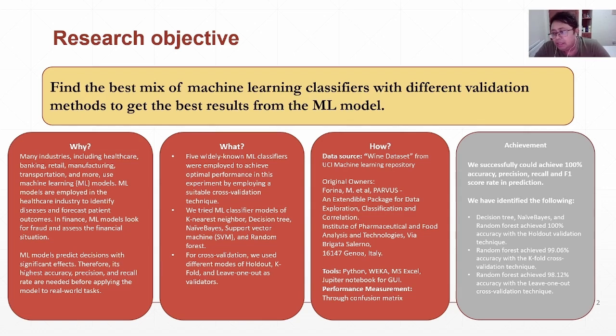And this is the achievement. We have successfully achieved 100% accuracy, precision, recall, and F1 score in prediction. We have identified the following things: decision tree, naive Bayes, and random forest achieved 100% accuracy with the holdout validation technique. Random forest achieved 99.06% accuracy with the K-fold cross validation technique. Random forest achieved 98.12% accuracy with the leave one out cross validation technique.